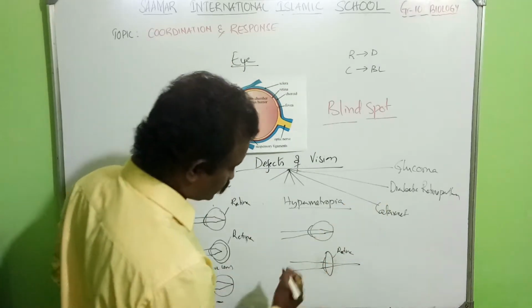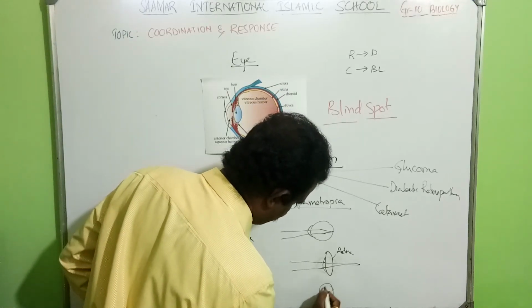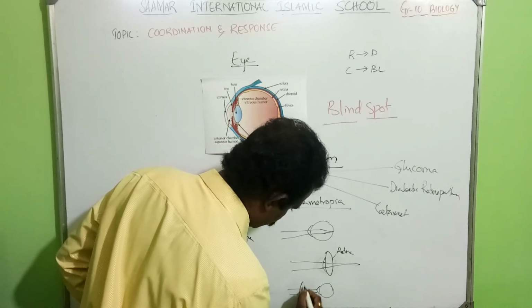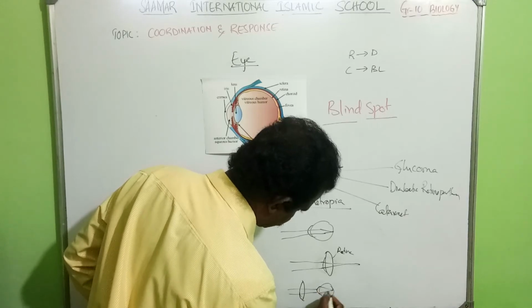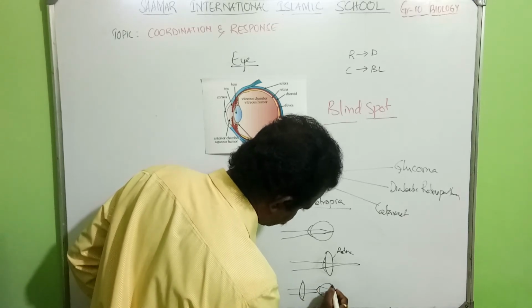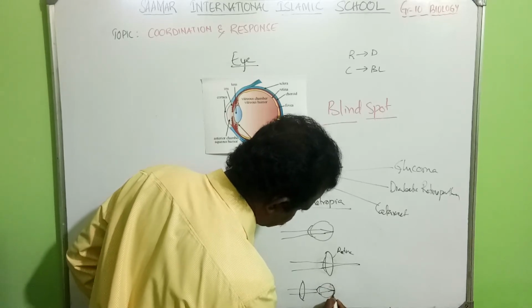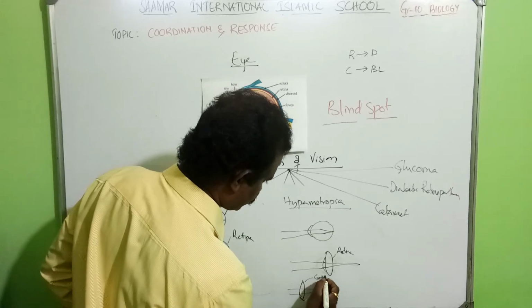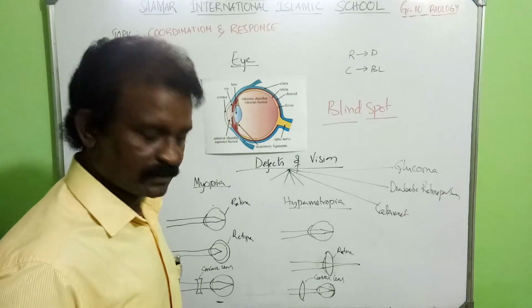Clear? Now how does this have to be corrected? Now what lens do we have to use? We use a convex lens. If you go to the doctor, they will test for you and give you a convex lens. So the image is corrected. This is called a convex lens. Is it clear?